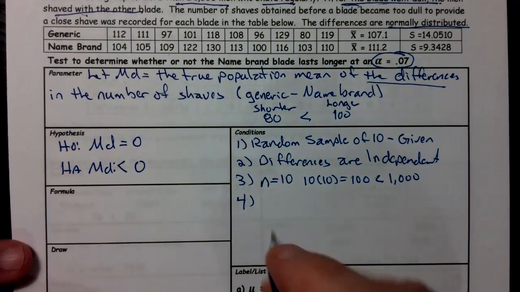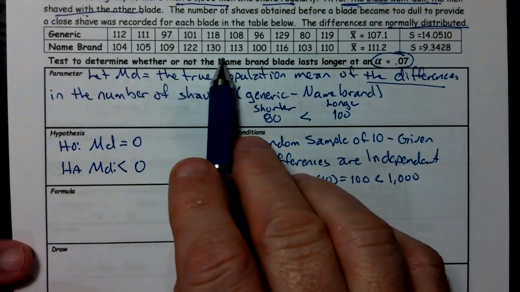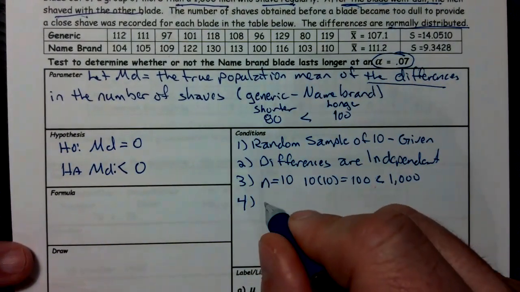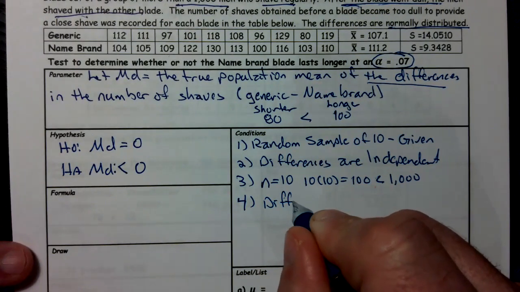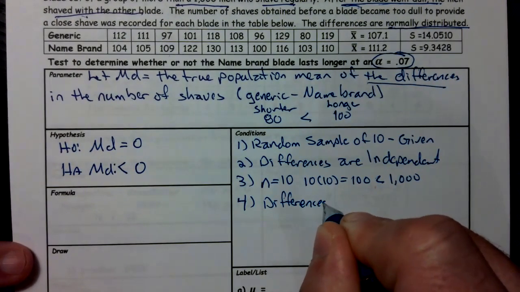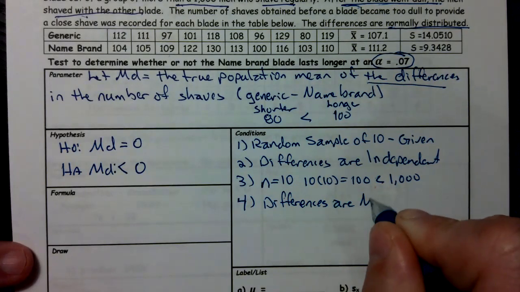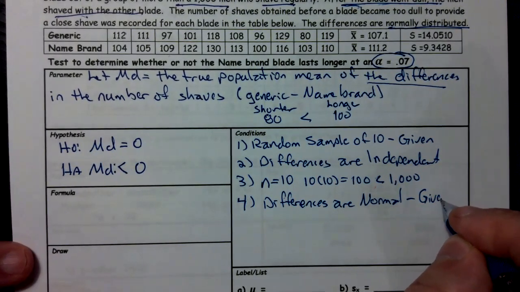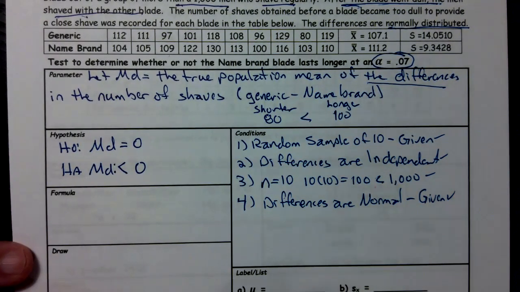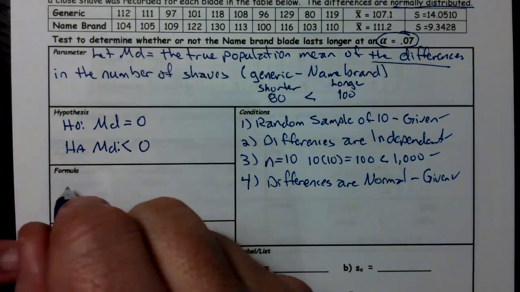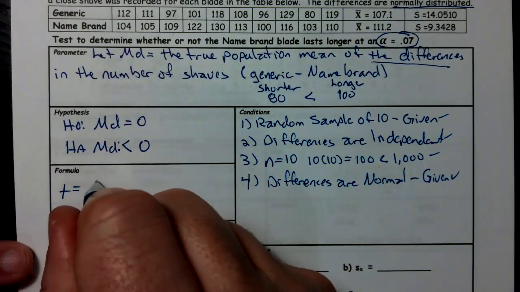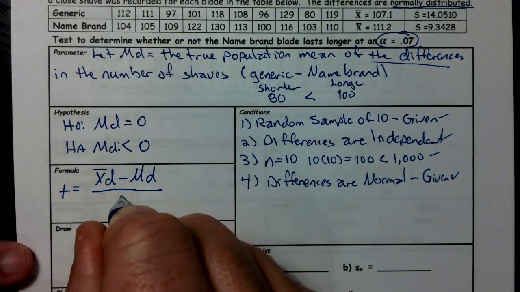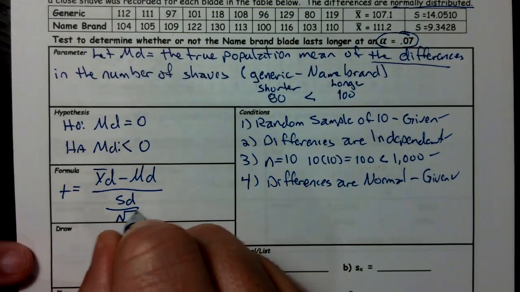Number 4, our sample size is not large enough to be normal by central limit theorem, but fortunately they told us the differences are normally distributed. Differences are normal, and that's given. So all these conditions have been checked and verified, so we're good with those. Our formula, well, T equals X bar D. We need D's because we're taking the differences. But on the calculator, we'll still go to the same spot and it'll still work the same way.